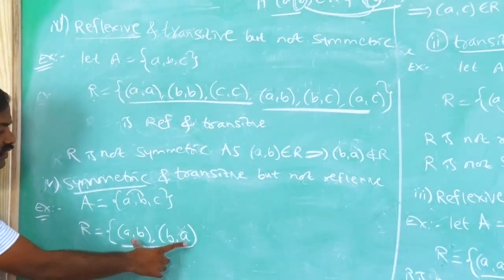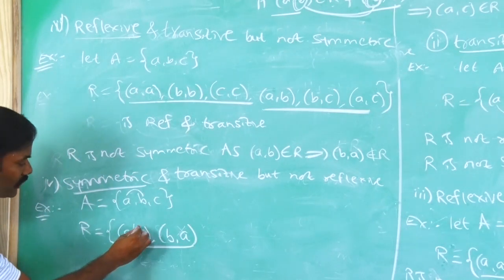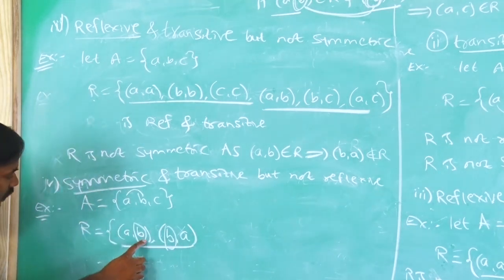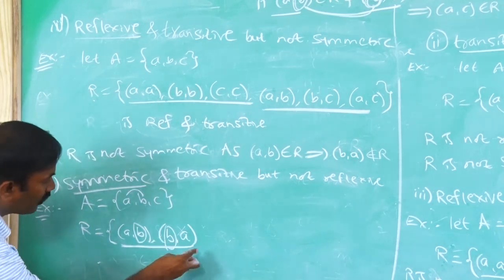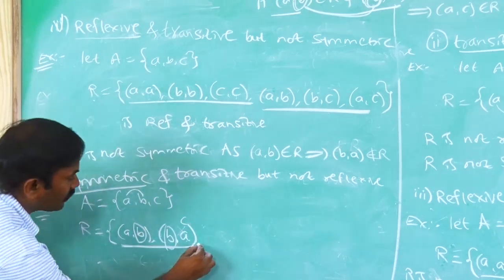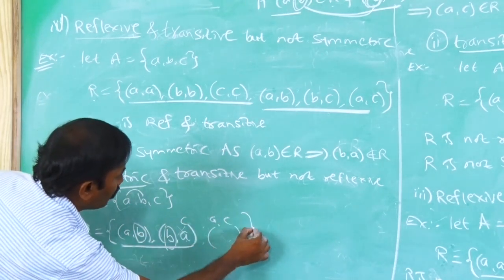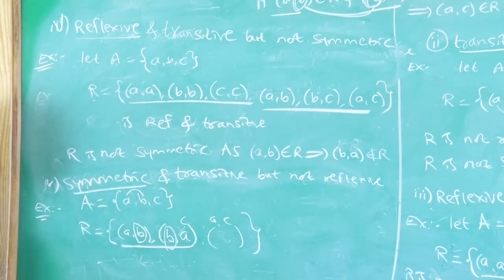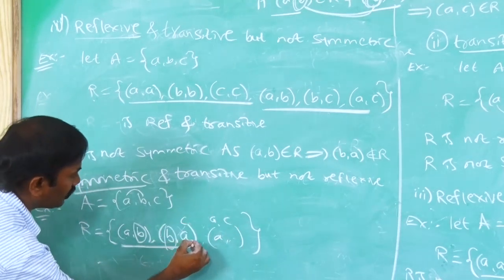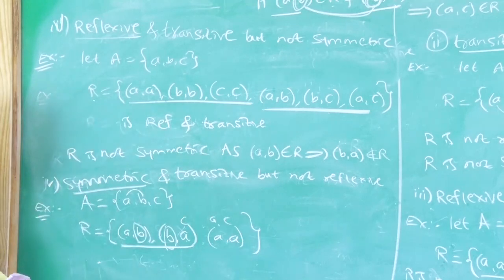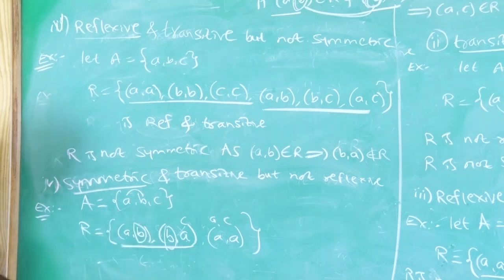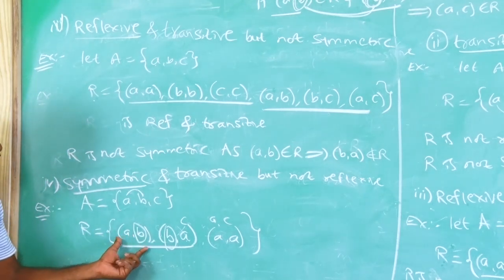Now in the relation, the first pair's second element and the second pair's first element are the same. So (A, B) belongs to R, and (B, C) belongs to R, where C is A. Does this imply that (A, C) belongs to R? What is (A, C)? A is A, and in place of C, the element is A. So this relation is symmetric as well as transitive, because for every pair in this relation set, the inverse also lies in the relation.